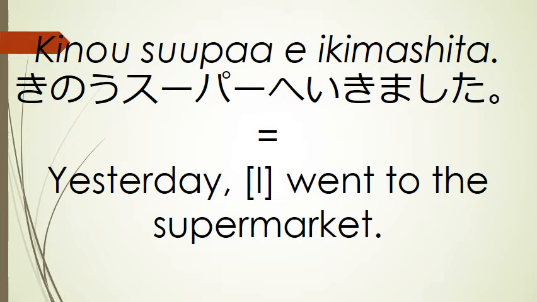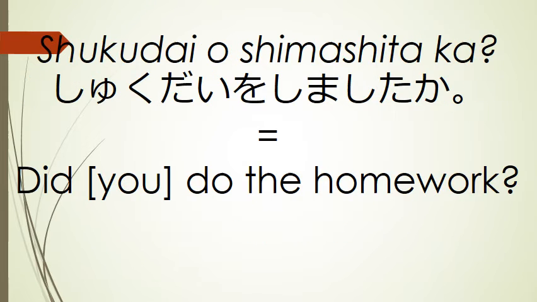So, for example, I could say kino supa e ikimashita to mean yesterday I went to the supermarket, and you would understand that I was talking about myself from the context, even though I didn't say watashi or boku or another word for I. Similarly, I could say shukudai o shimashita ka, and you would understand that I was saying, did you do the homework, even though I didn't say anata or omae or another word for you in that sentence.